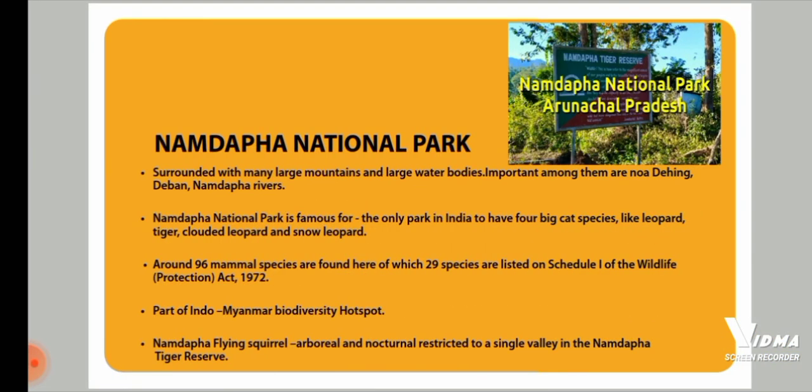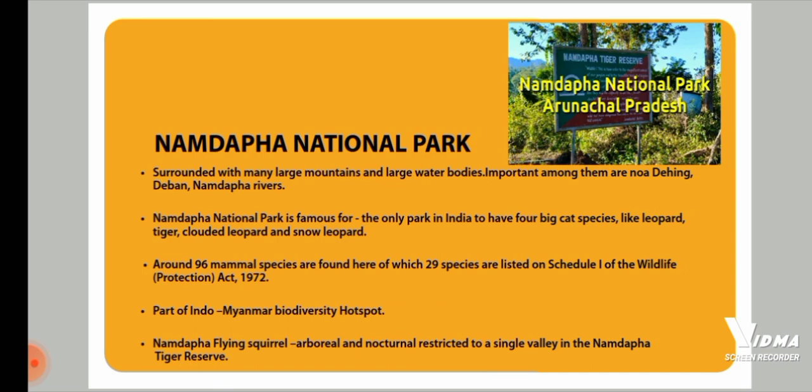The second of Arunachal Pradesh is Namdapha National Park. It is surrounded with many large mountains and large water bodies. Important among them are Noa Dihing, Deban and Namdapha rivers. The Namdapha National Park is famous for, or the main peculiarity is the only park in India to have 4 big cat species. They are leopard, tiger, clouded leopard and snow leopard.